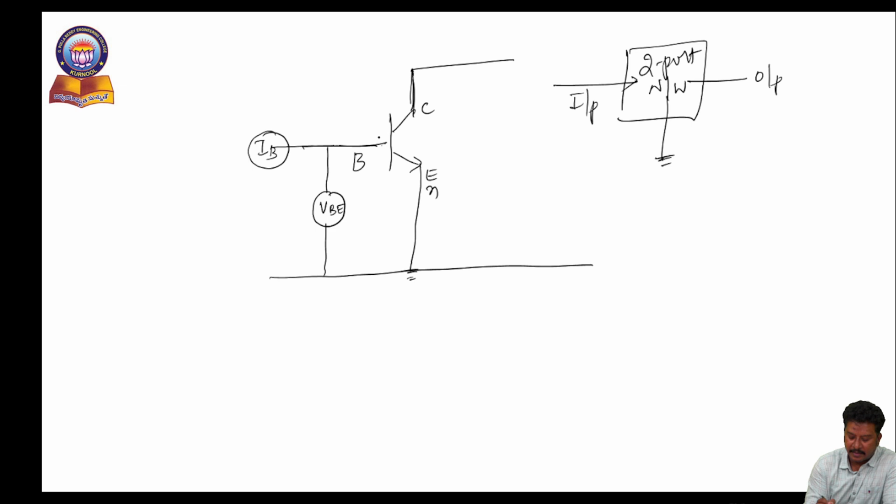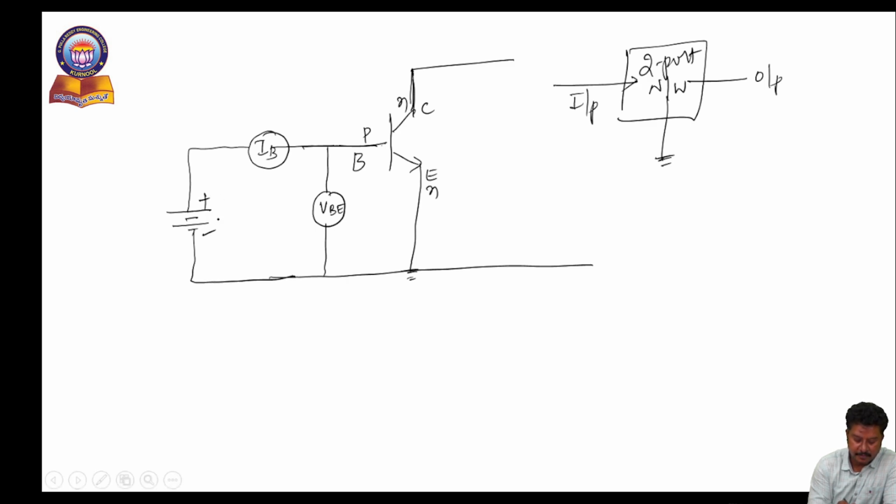And it is an NPN transistor, as we know. The NPN transistor is where the input is forward biased, so I am connecting forward bias, where P is connected to the positive terminal of the battery and N is connected to the negative terminal of the battery.